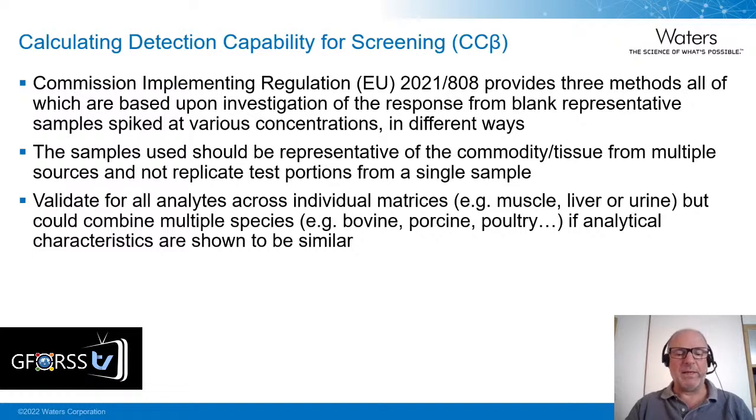It's also important to validate the method for all the analytes that you're looking for and also across the individual matrices of interest. So if you're validating a set of vet drugs in muscle and in liver and in urine, you need to validate this separately because those tissue samples behave very differently. It is possible to consider combining multiple species, but when you're first carrying out your first validation exercise, I would again keep these separate, so that you can understand the analytical characteristics for each of the species. If they prove to be very similar, then in future you could combine them into a single validation experiment.